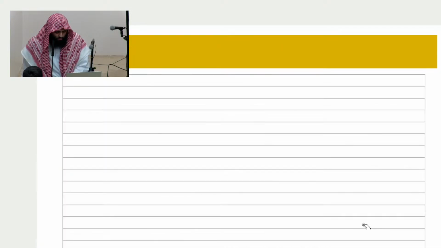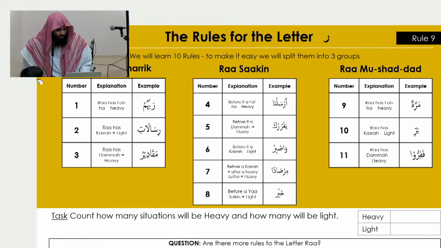Okay. There's one more part which is the ra, but as you can see, there's a lot of rulings, so I don't want to give you too much. Inshallah, we'll take the ra tomorrow, inshallah.